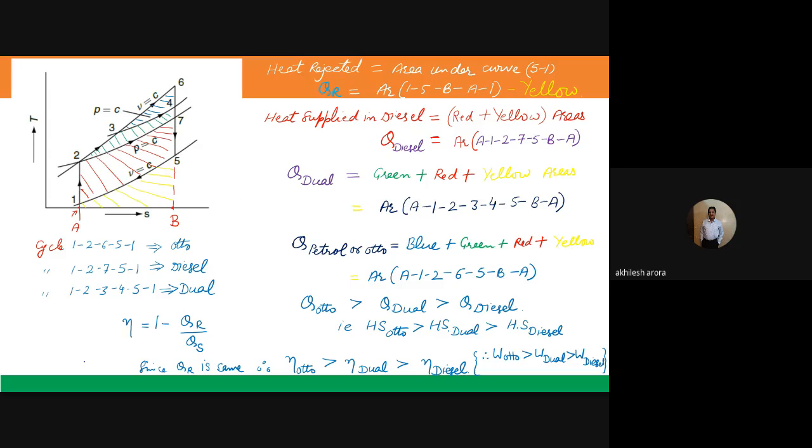Now this is the diagram which I have taken once again. So I have written here the cycle 1, 2, 6, 5, 1.